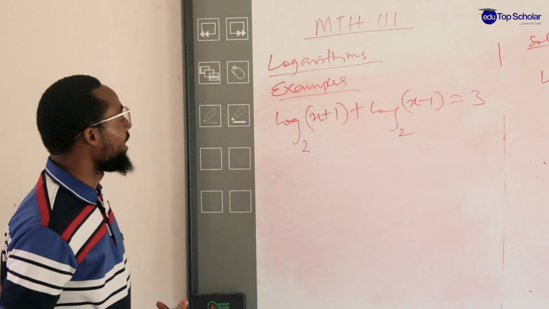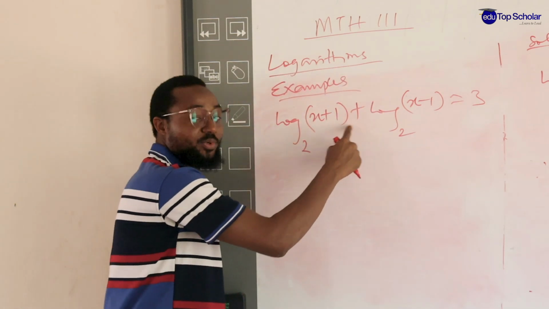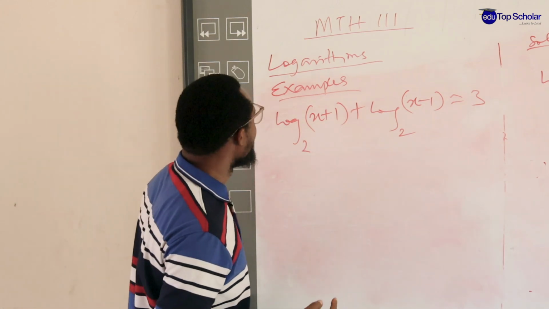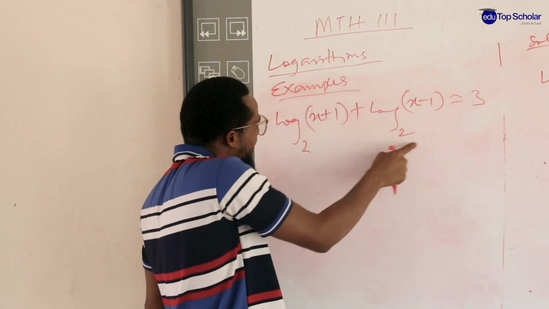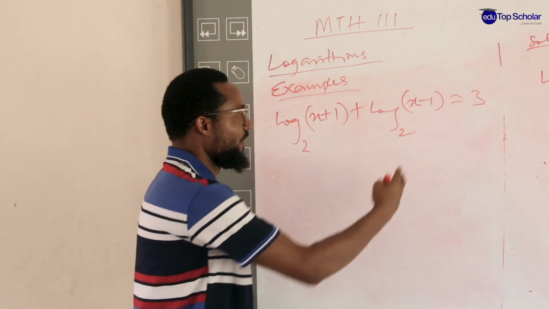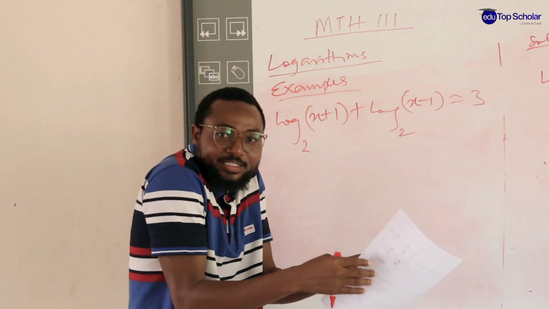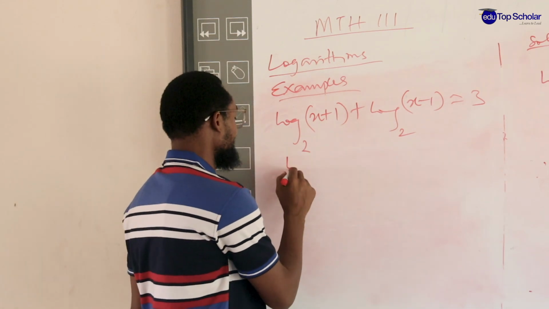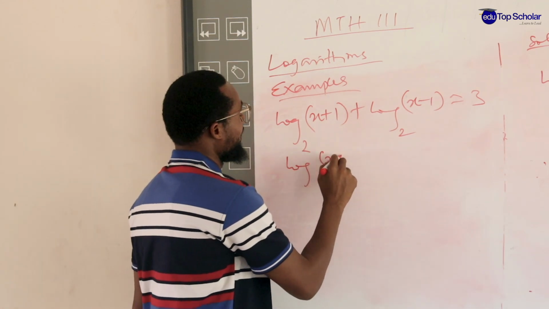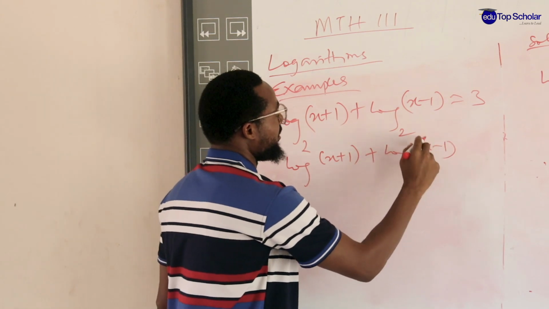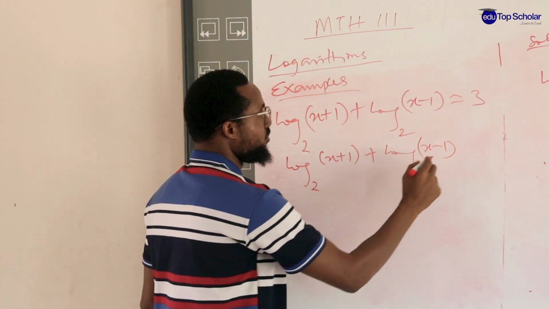What do we do here? We know that addition is multiplication. But we need to make this guy look like all of them, because he is alone. He is feeling lonely. We want to relate them so that they can become one family. How do we establish that? This is log of x plus 1 plus log of x minus 1. There are two bases 2.